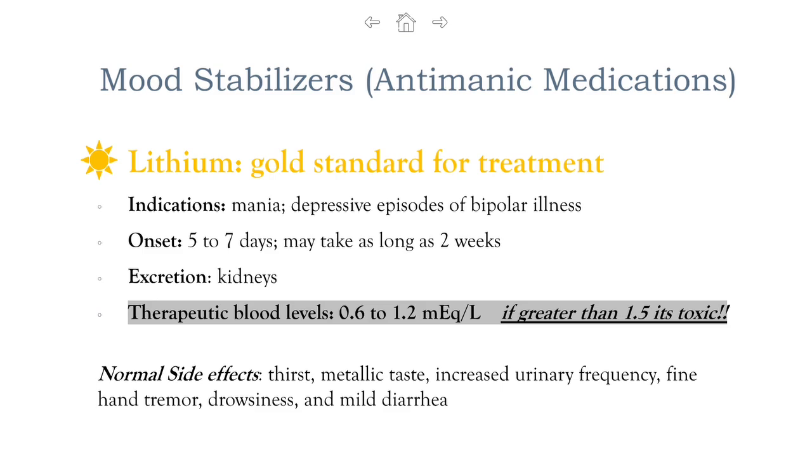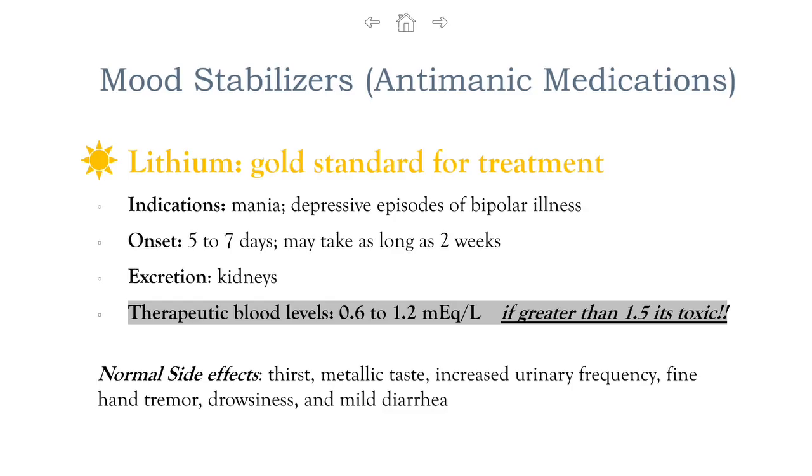Mood stabilizers or anti-manic medications. Lithium is the gold standard for treatment for a mood stabilizer. And this is when we really talk about bipolar disorder. So the indication for this is mania, which can happen over different mental health challenges, but most primarily with bipolar disorder. The onset of lithium is 5 to 7 days, but may take as long as 2 weeks. It's excreted by the kidneys.